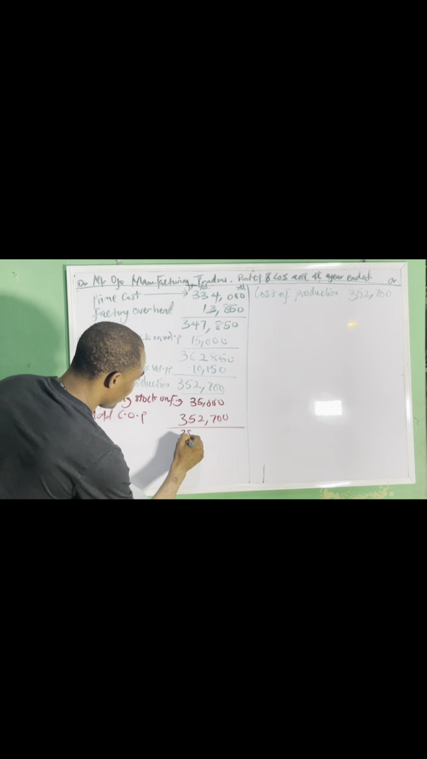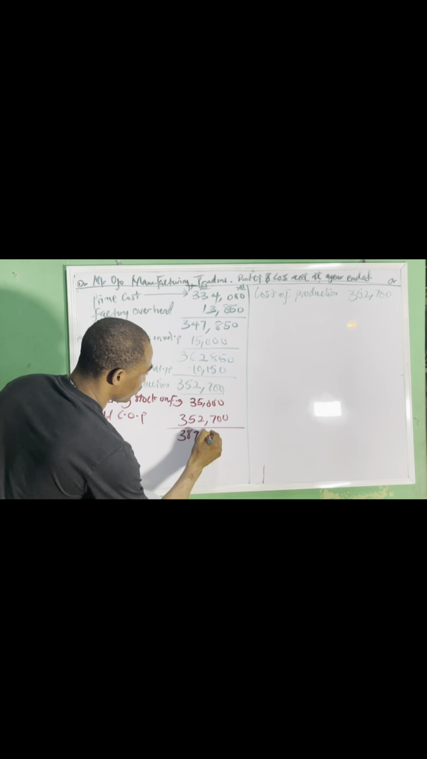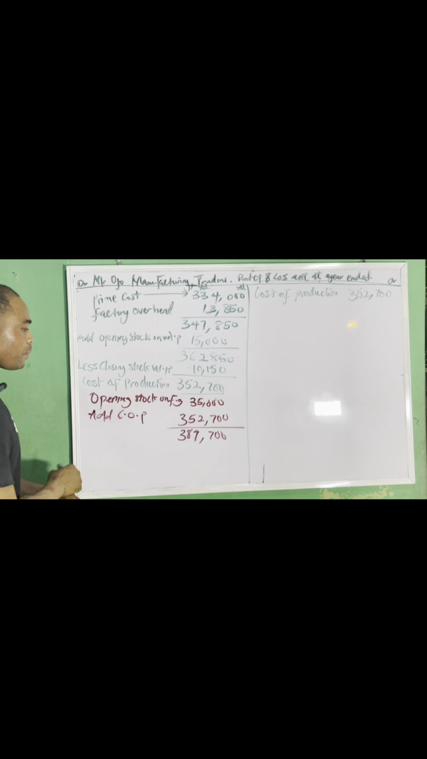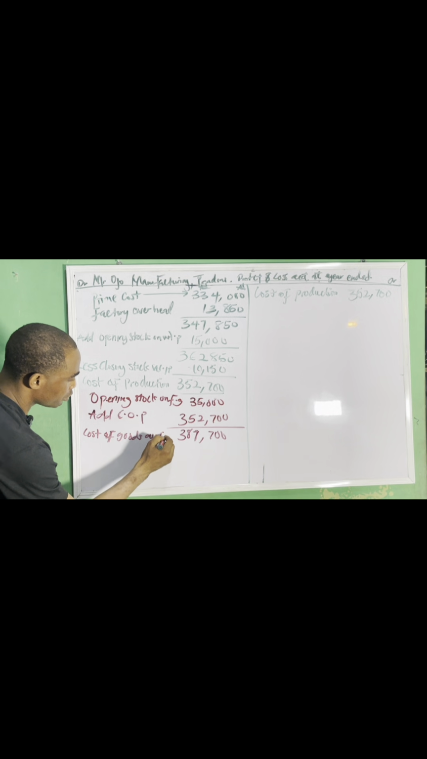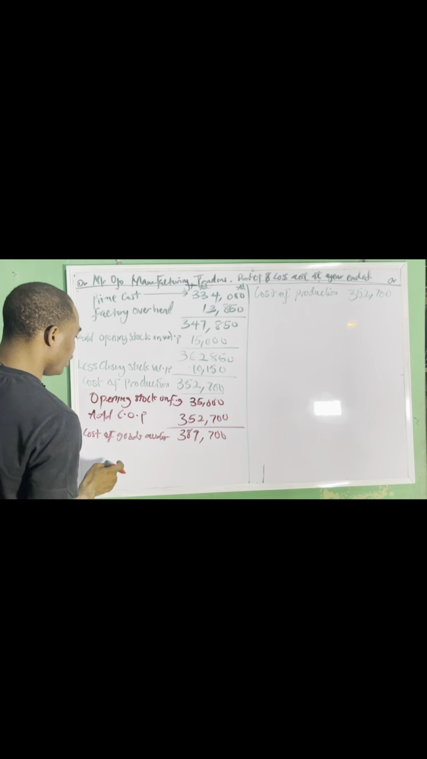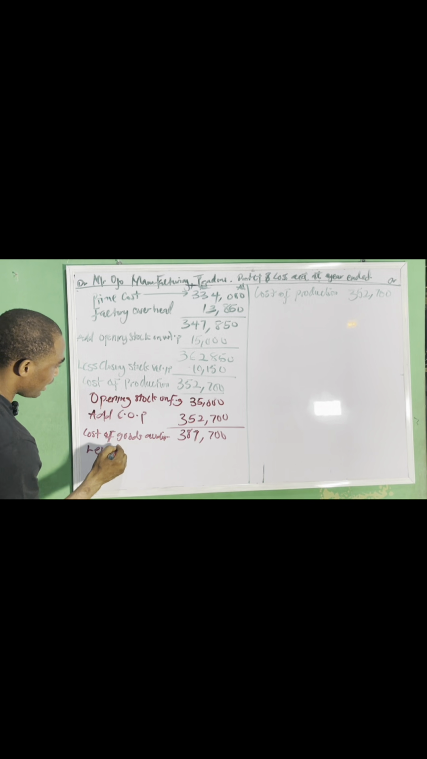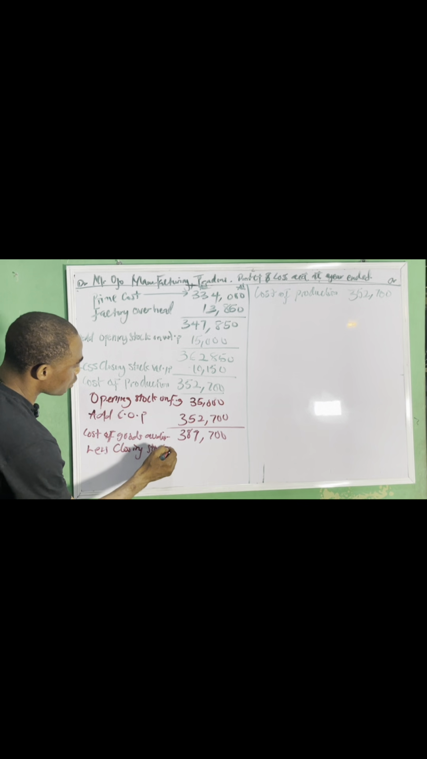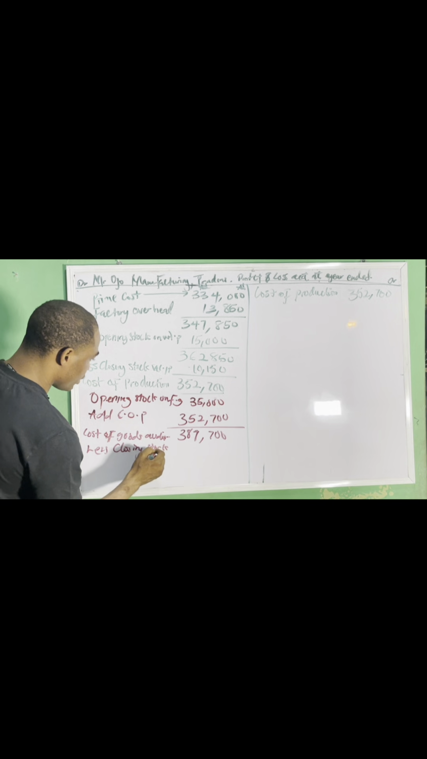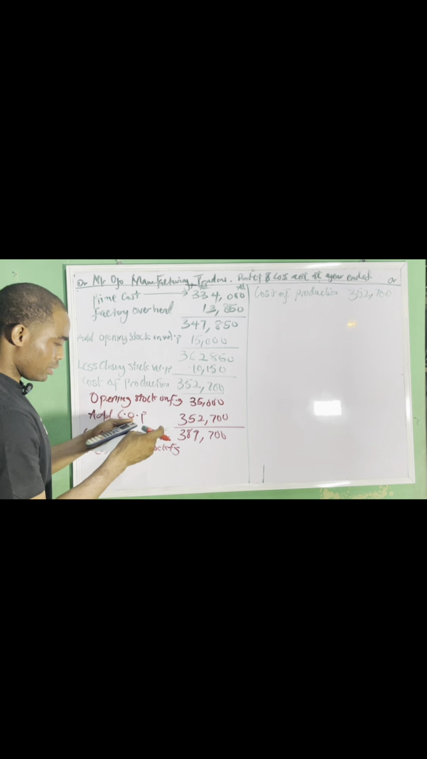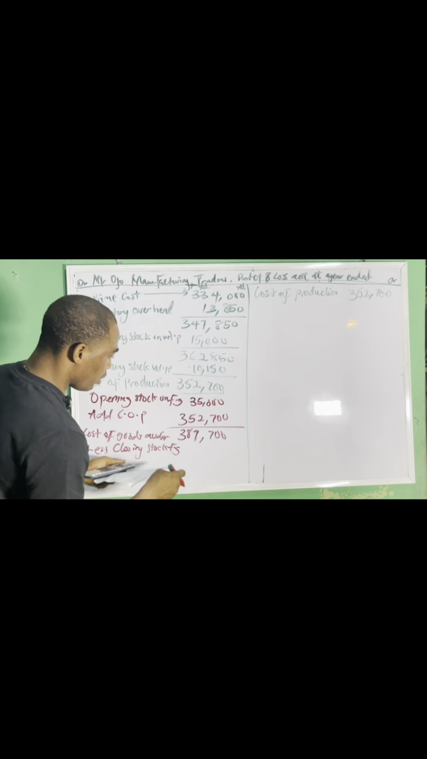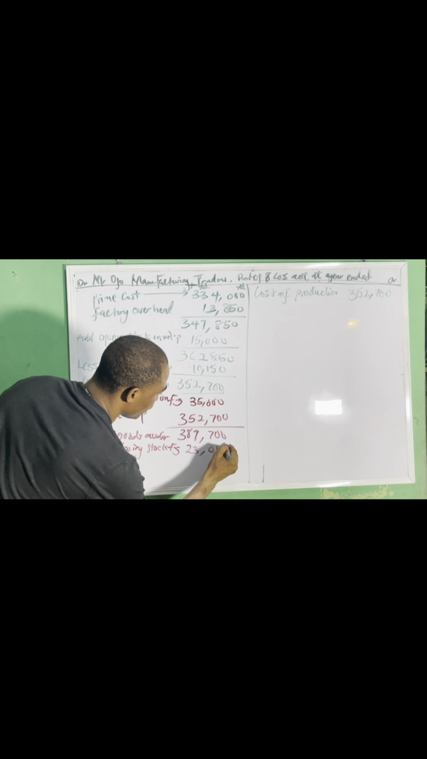So we have 387,700. We call this cost of goods available. Then you less your closing stock on finished goods, FG. Let me look at the value for that, so that is 23,000. So minus 23,000. So let's see what we have.